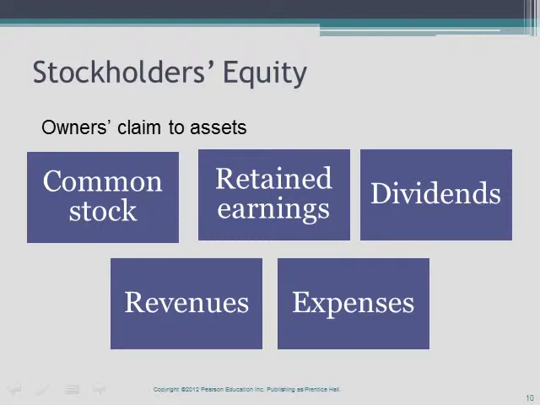And then we get to the stockholders' equity section. The owner's claims to the assets of a corporation are called stockholders' equity, shareholders' equity, or simply owner's equity. A corporation uses common stock, retained earnings, and dividends accounts to record changes in the company's stockholders' equity. Revenues increase stockholders' equity and expenses decrease stockholders' equity. And you recall that those increases and decreases as a result of net income are reflected in the retained earnings account.